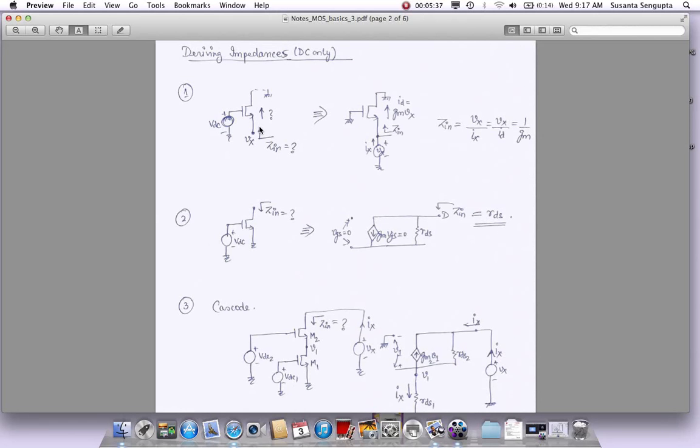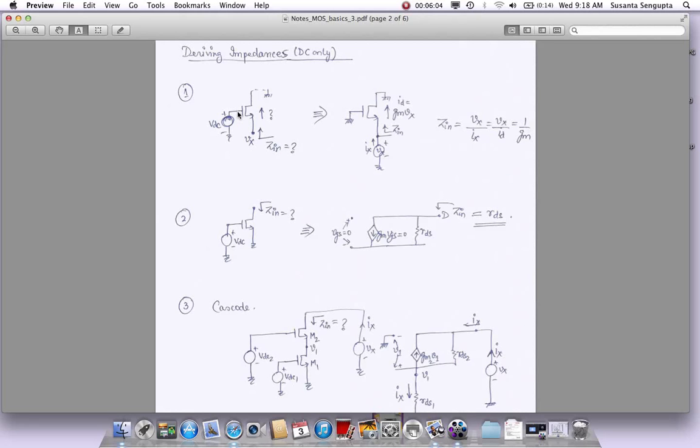So deriving impedances, DC, I said DC, but it should be more like DC and low frequency only, because we are not going to consider any of the parasitic capacitance effects yet. We will assume that those don't cause any problems in the low frequencies that we are going to be deriving these for.